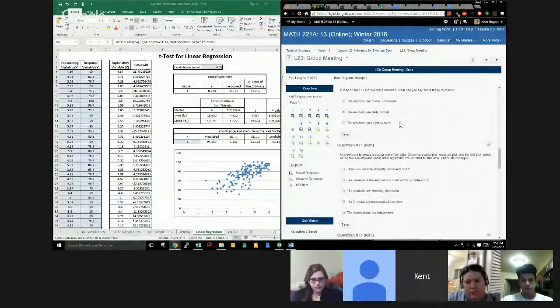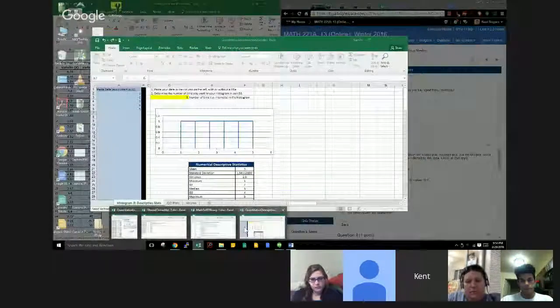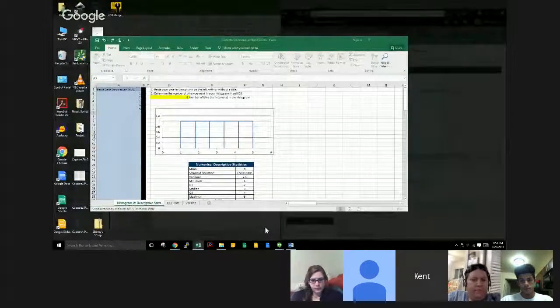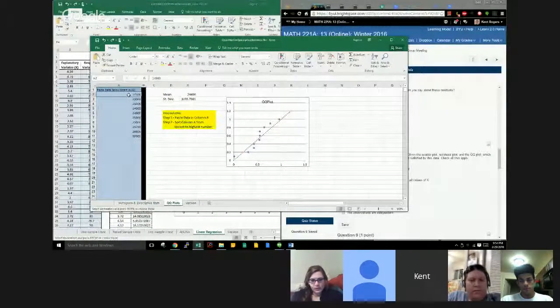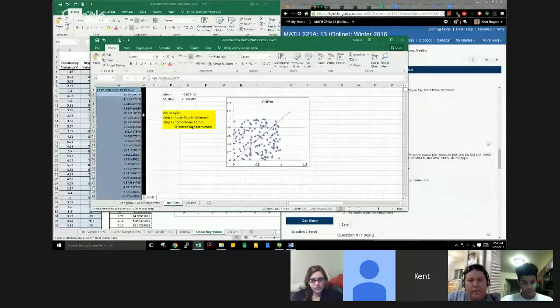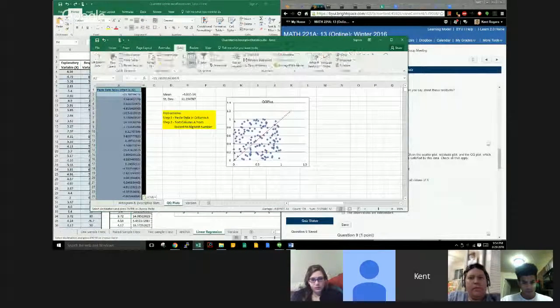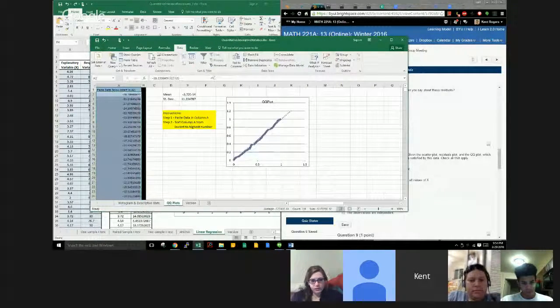And then question 7, I think Dan did a QQ plot, says they look good. Yeah, they look very straight. Just going to confirm it real quick. Oh yeah, that looks fantastic. Right. That's one of the most beautiful QQs I've ever seen in my life.